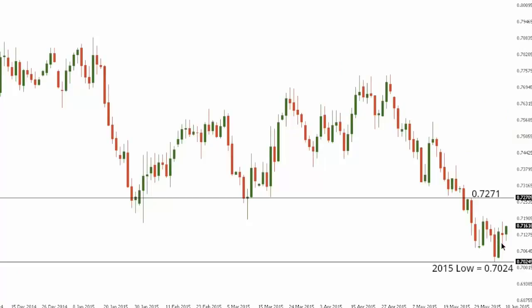Kiwi dollar. So Kiwi looks to be poised for a bit of a correction following recent 2015 lows at 70.24, though this correction should be very well supported, so we're very well capped into rallies up towards the 73 area. At this point, really only a break back above 74 would compromise the current intense downtrend.